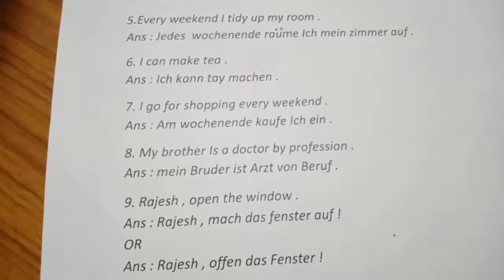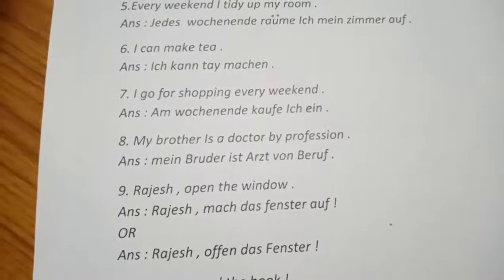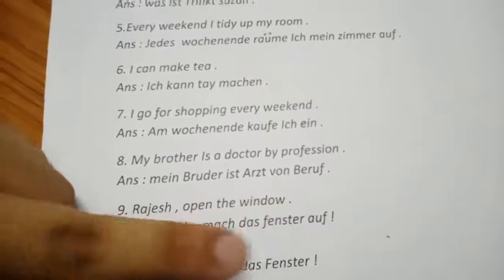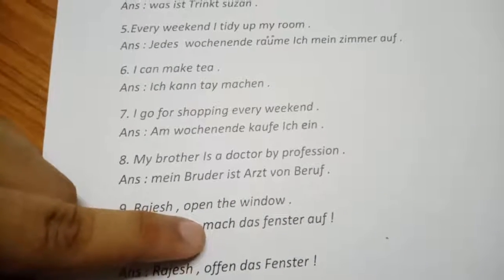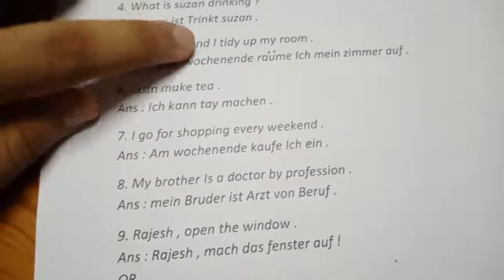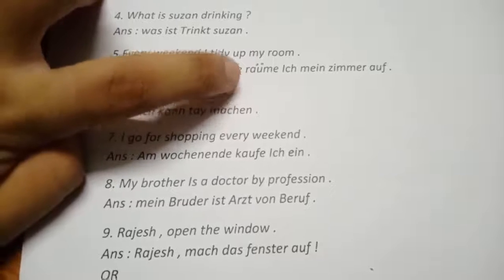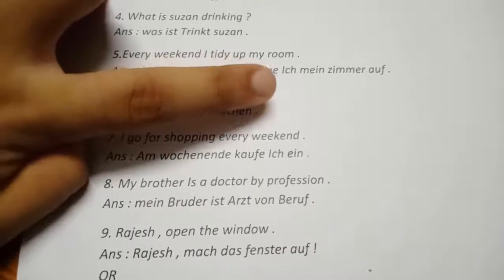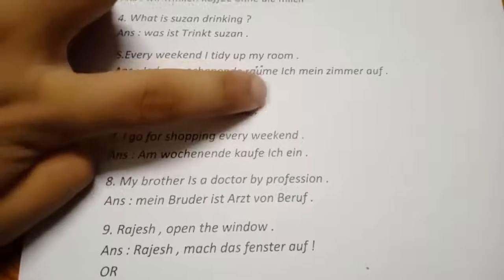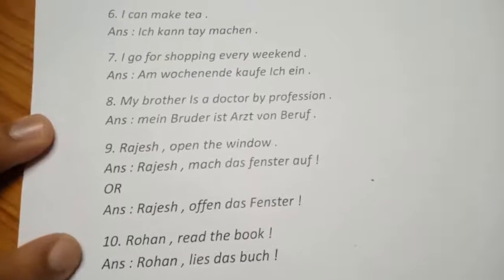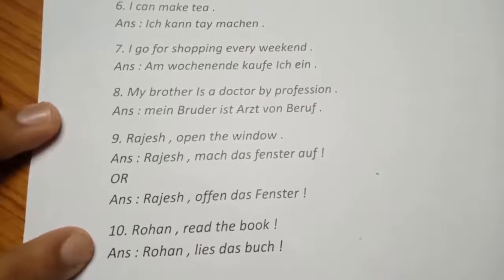It's an imperative sentence friends. Rajesh, mach das Fenster auf. Fenster is window. This is the separable verb. Mach and auf. So aufmachen becomes mach auf. Similarly here it is aufräumen, to tidy up. So here we separate, räume ich mein Zimmer auf. So räume and auf become separate here. Next, Rohan, read the book. Rohan, lies das Buch.